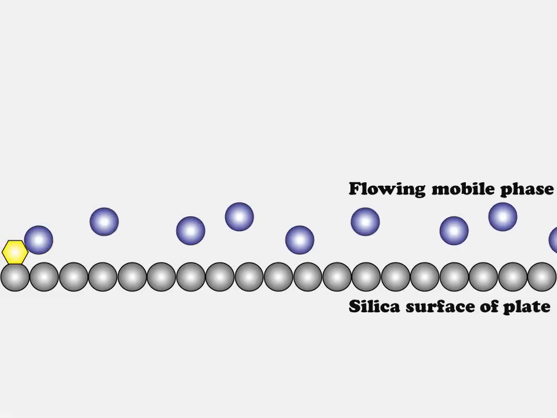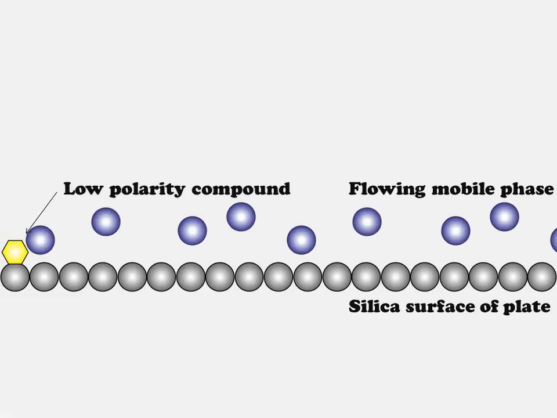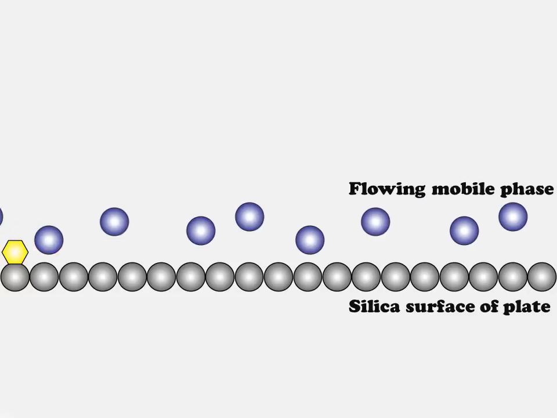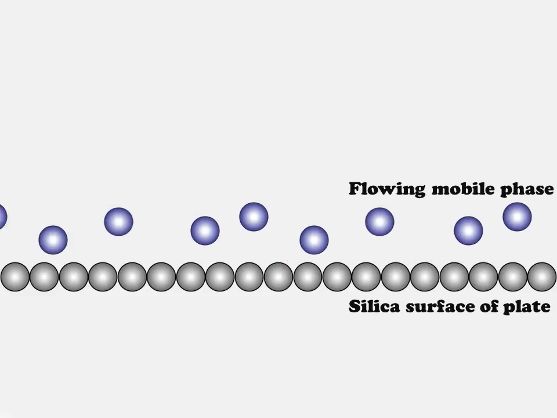If instead we introduce our low polarity compound to the system and then release it, we'll see a slightly different behavior. Recall that lower polarity compounds will have weaker interactions with the stationary phase. Because of this, when we release the compound, it's carried along at the same rate by the mobile phase, but it spends a greater percentage of its lifetime in there, which means that it's going to move overall faster than the previous compound did.